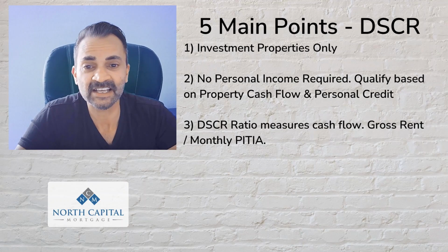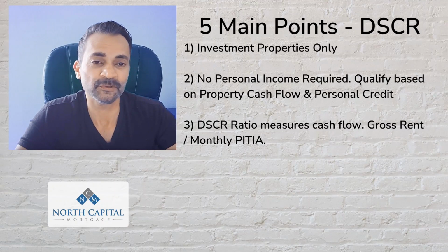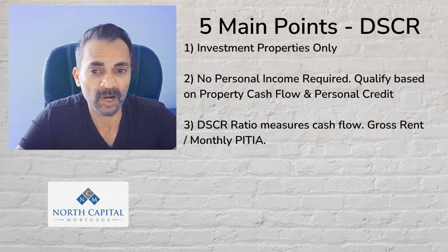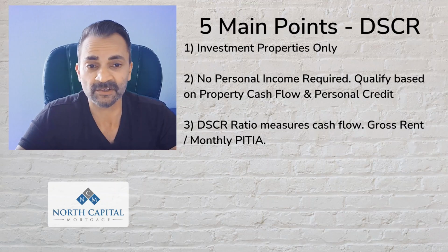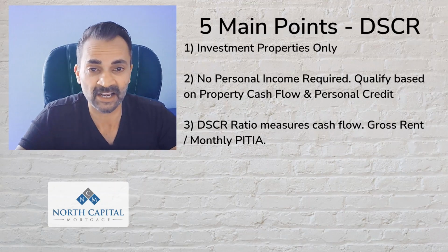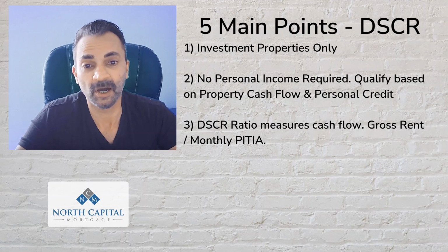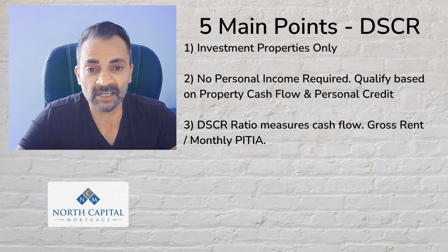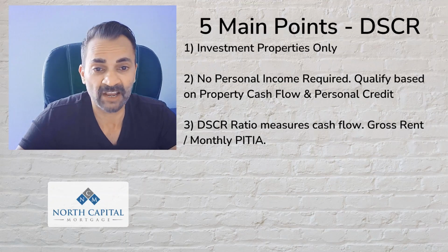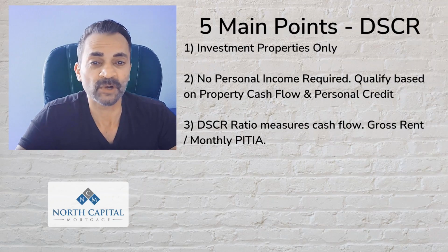Number three, DSCR ratio. This is the ratio that measures the cash flow. So let's give an example here. If you have a monthly obligation on the property, that's principal, interest, taxes, and insurance and any homeowners association of, let's say, $5,000, and your gross rent is $6,000, you have a ratio of 1.2. That means you are covering not only the principal, interest, taxes, and insurance, but you also have a 20% buffer. If your rental income on the property is going to be estimated by the appraiser at just $4,500, and your principal, interest, taxes, and insurance for the monthly obligation is $5,000, now you've got a ratio of 0.9.